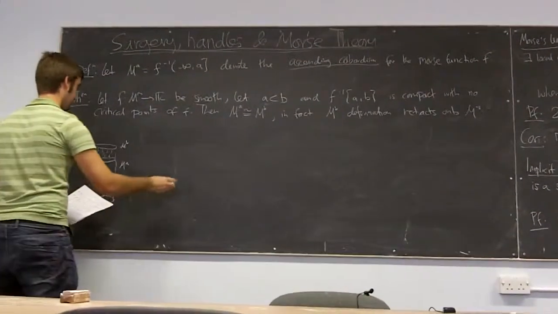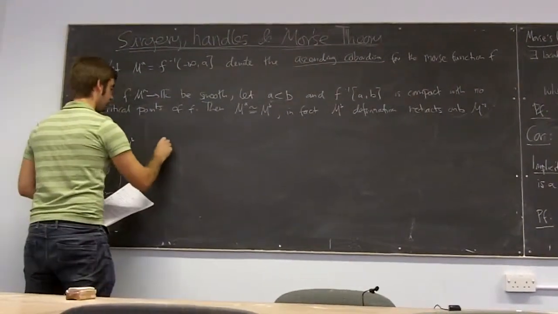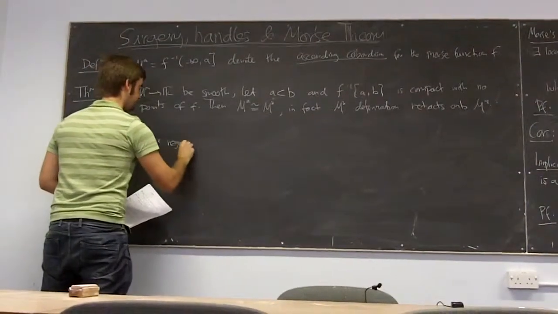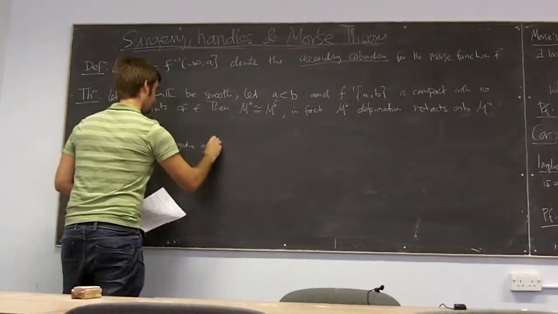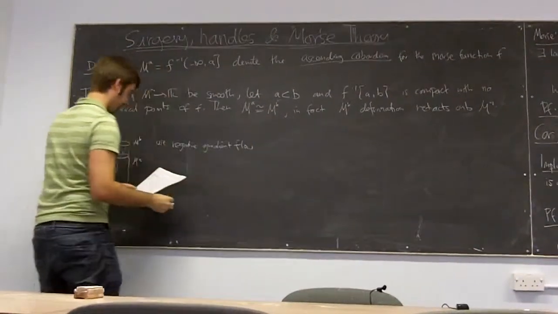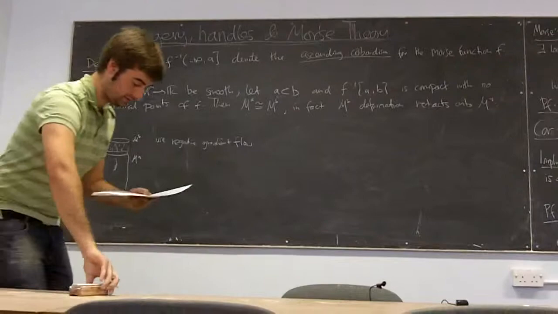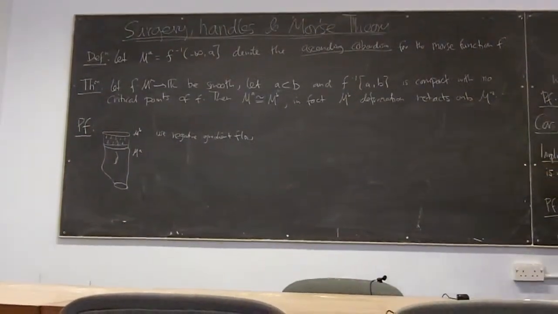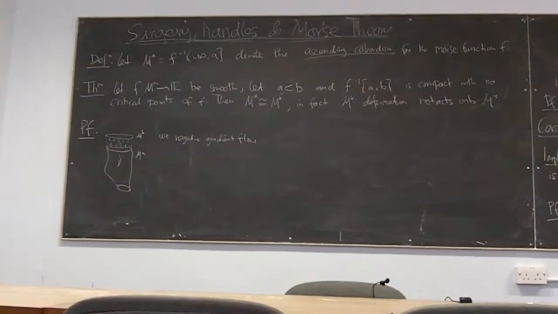Okay, so this is sort of, you use the negative gradient flow. Okay, now we deal with the case where we have critical points, but a non-degenerate one.